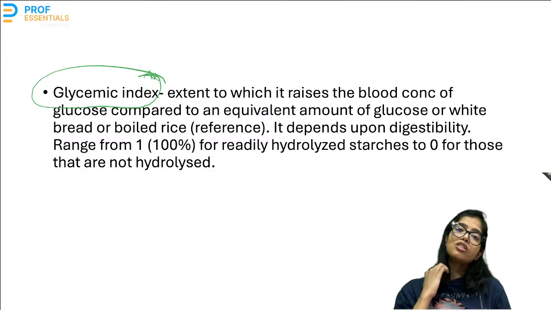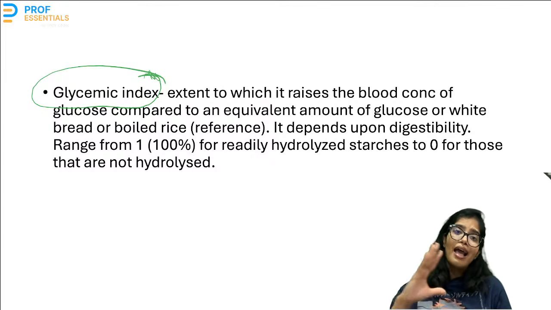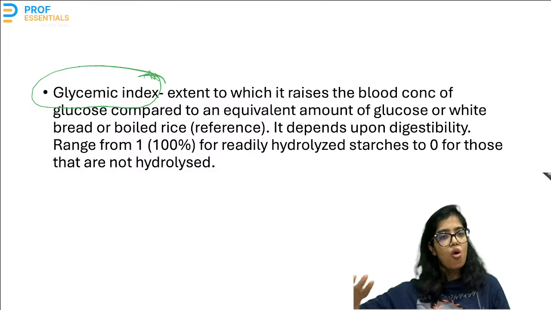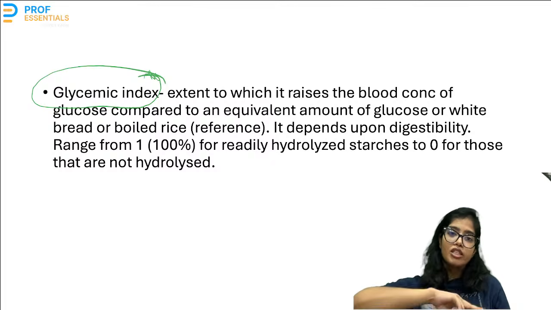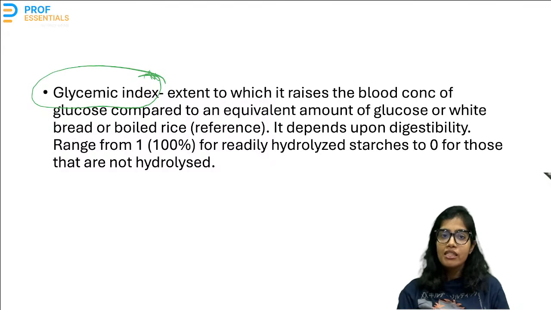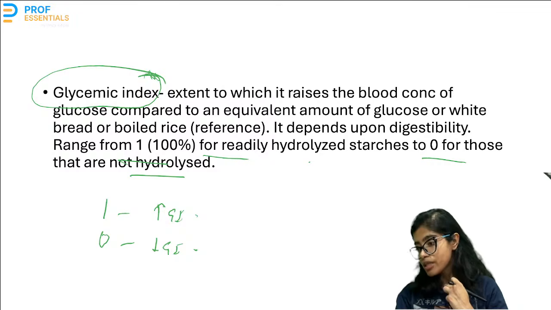Whereas if the glycemic index of a starch is low, that means that starch is digested very slowly and the glucose that is released in the blood is at a very small rate. The glucose concentration does not peak suddenly, it is almost plateauing. So the glycemic index ranges from 1, that is 100% or readily hydrolyzed, to 0 for those that are not hydrolyzed. So 1 is very high glycemic index and 0 is low glycemic index. So glycemic index also forms part of your short notes. So please read about glycemic index as well.